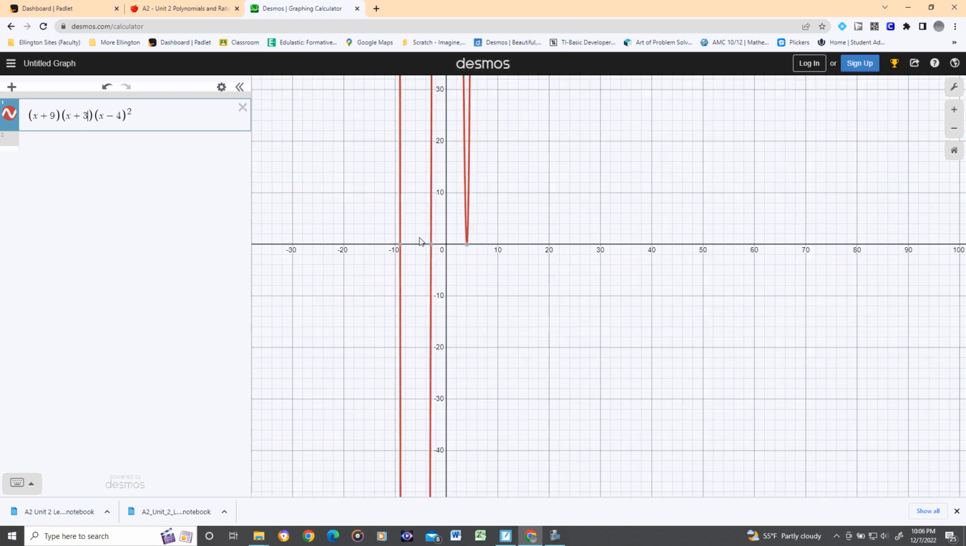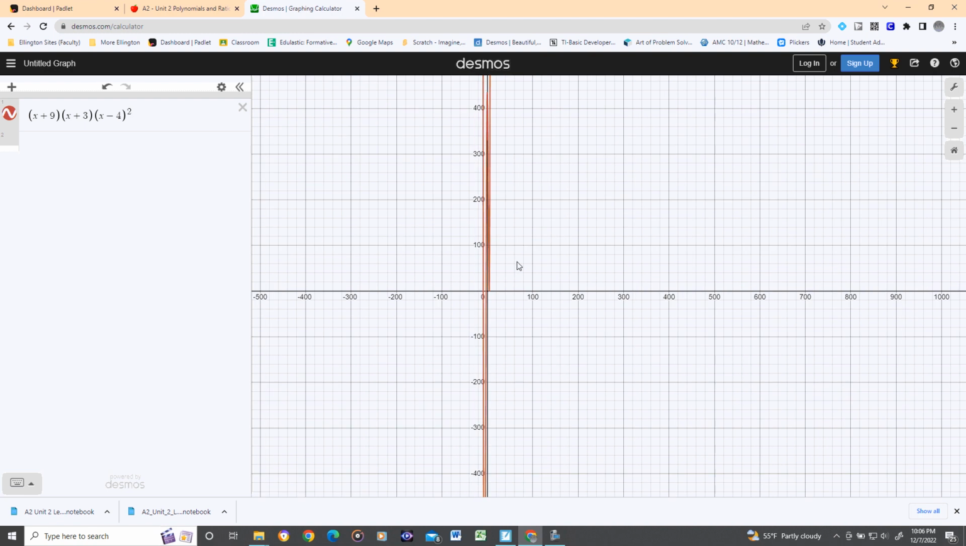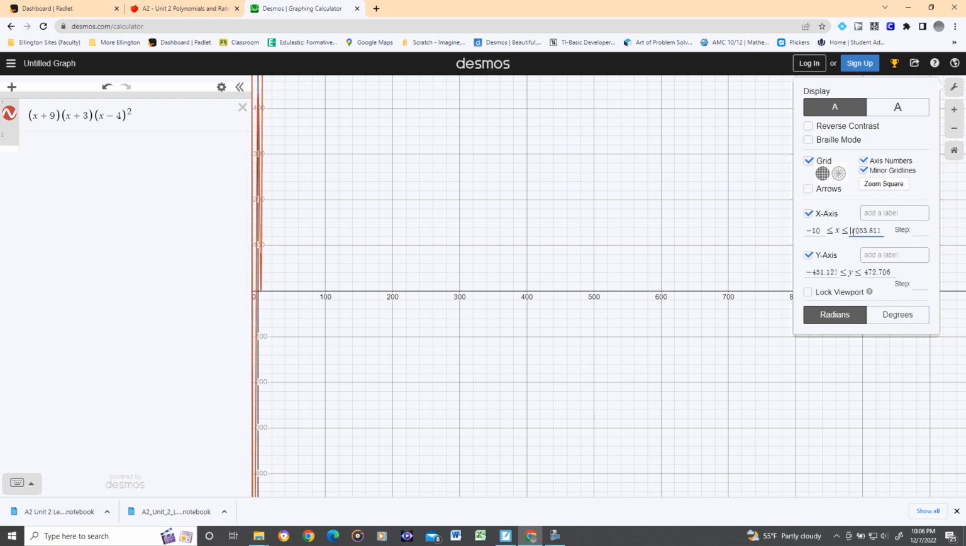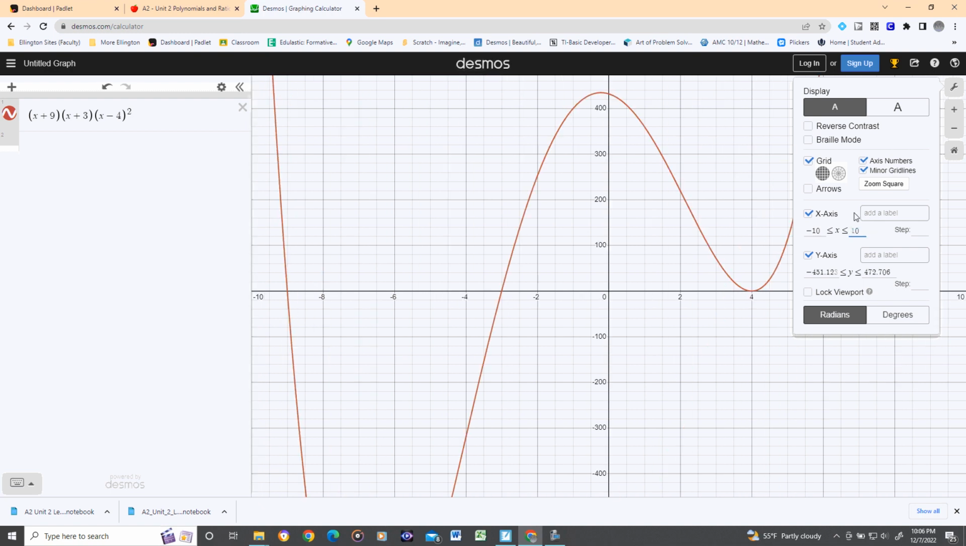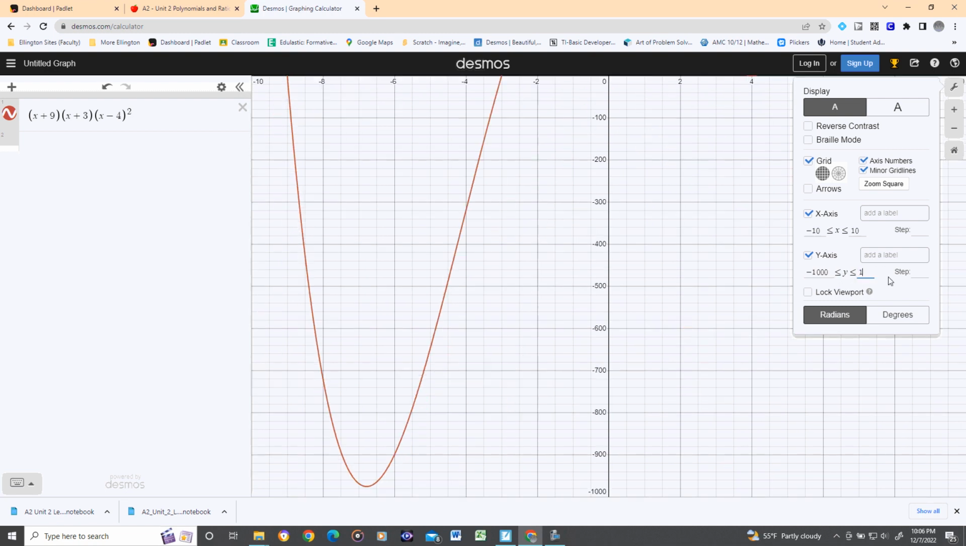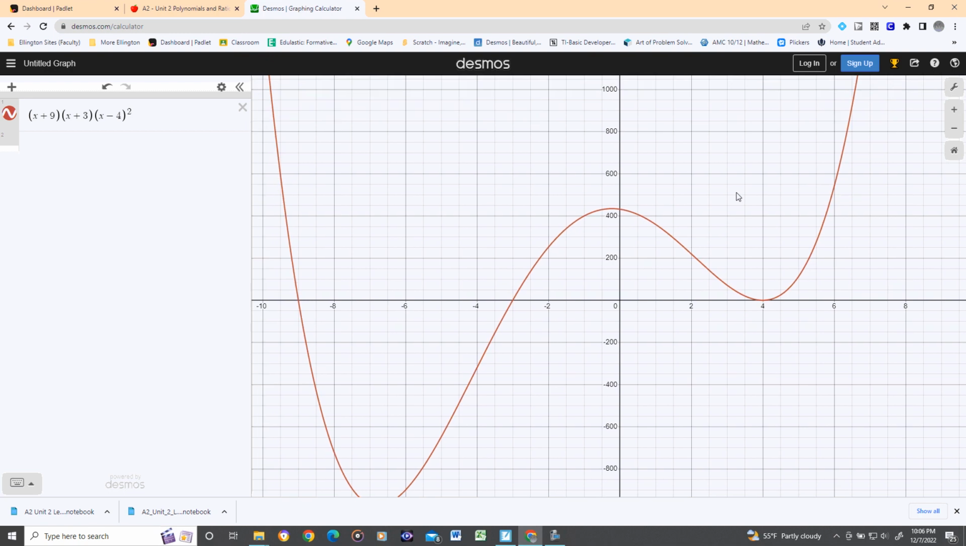Well, no clue. And if we try zooming out, we realize we're going to end up in kind of a big mess here. So let's change our viewing window. X-axis, let's do the one that was on the board, negative 10 to 10. Oh, that's looking a little bit better already. And then we'll do negative 1,000 to 1,000. Perfect. Look at that.